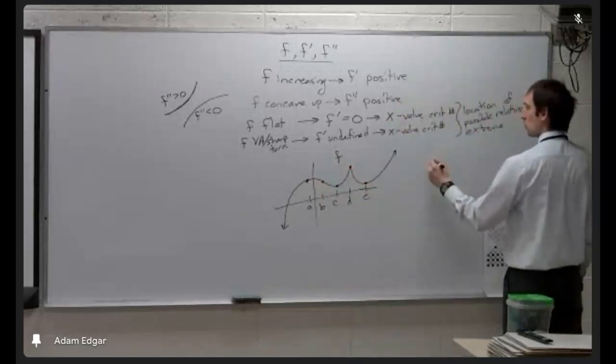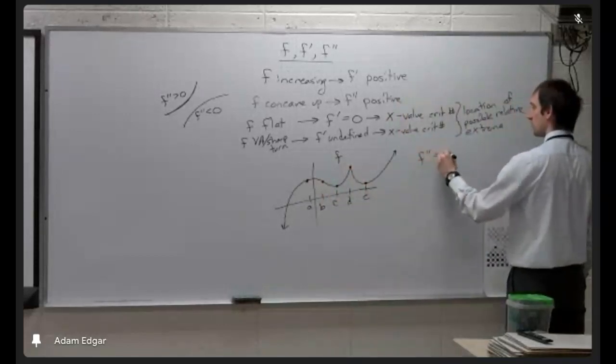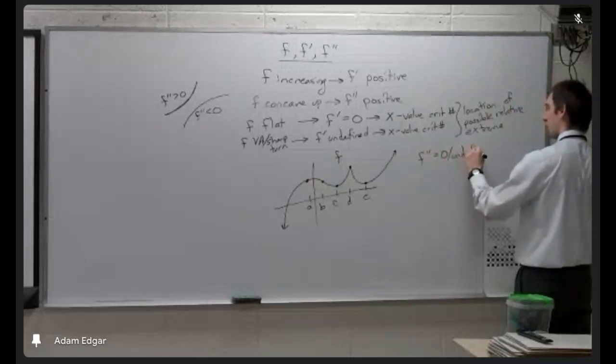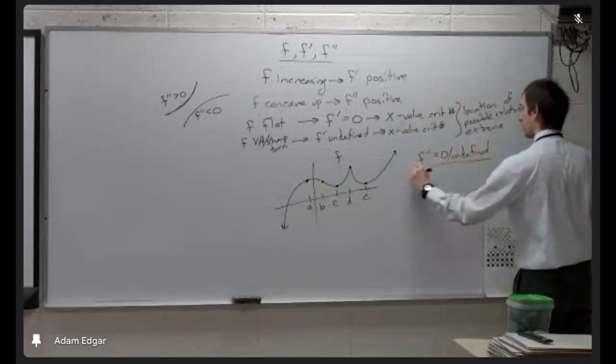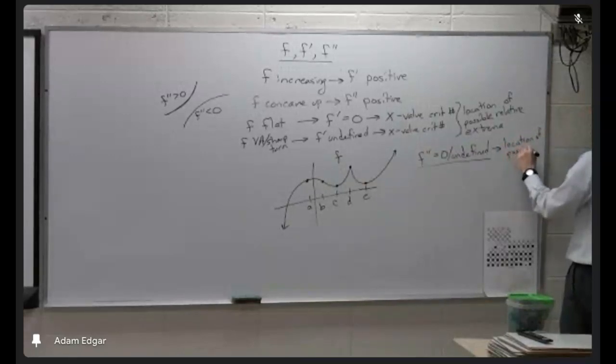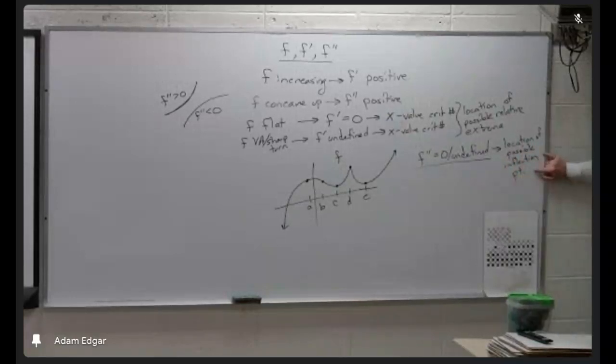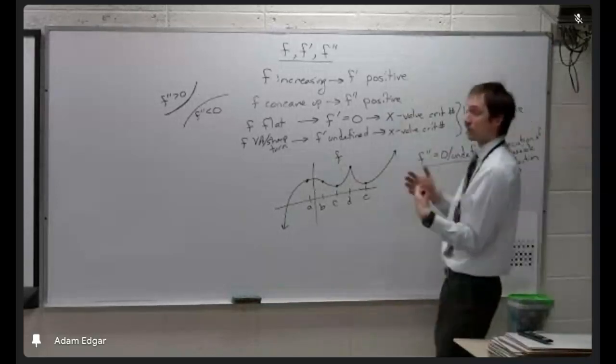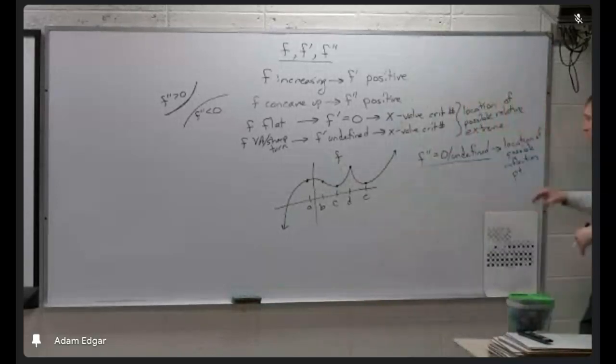Also, if f double prime equals 0 or undefined, that's where we have a location of possible inflection point. And an inflection point is where the concavity switches from positive to negative or vice versa. So when do you switch from being concave down to concave up? That's called an inflection point.